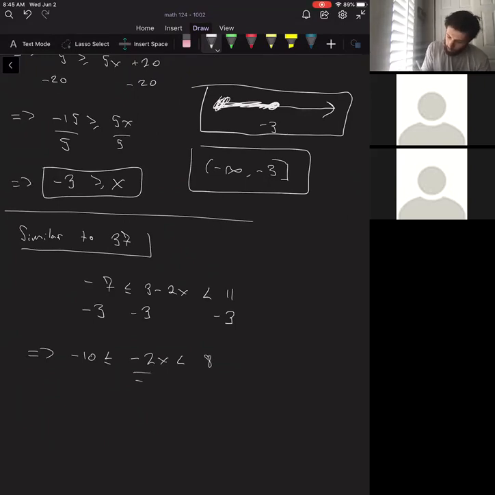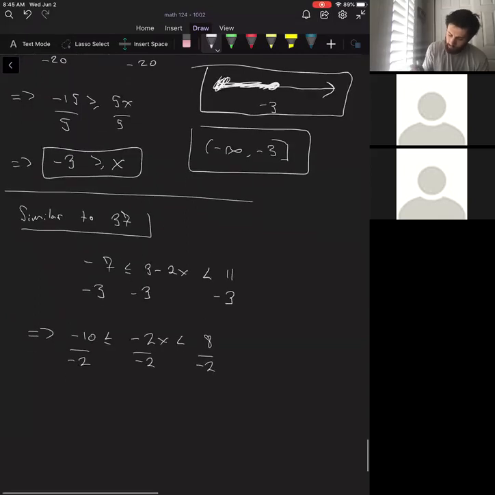So now we need to divide by a minus 2. And now because we're dividing by a minus, we do have to change the signs around. So minus 10 divided by minus 2, that's positive 5. This sign turns around. The minus 2's cancel. Then the sign turns around. And then we have minus 4.